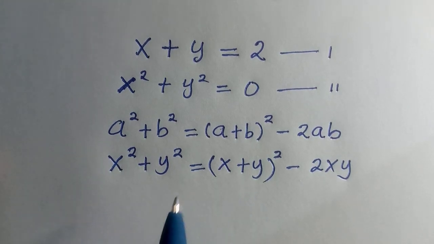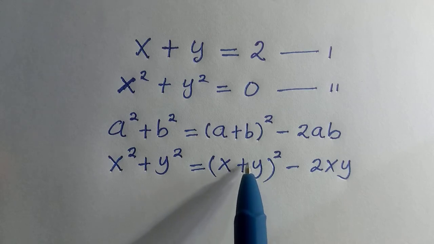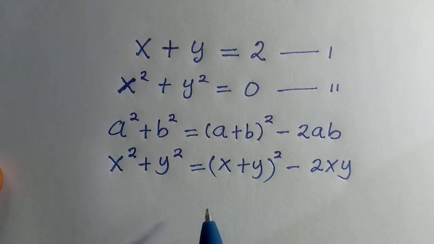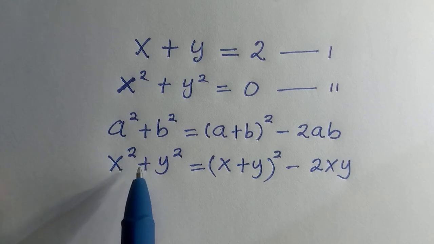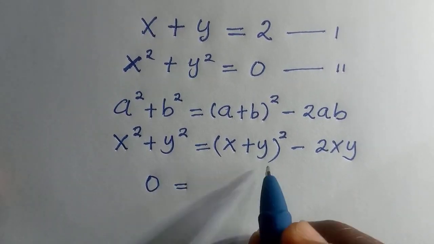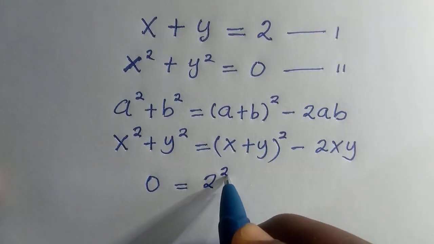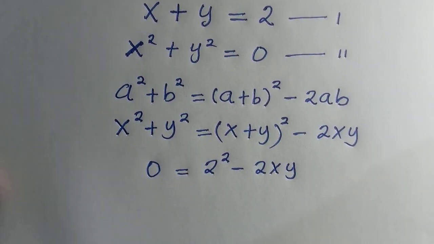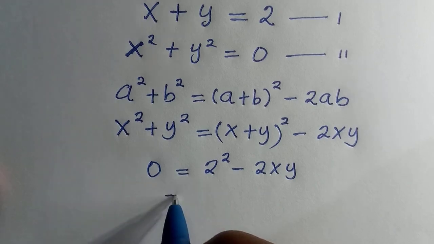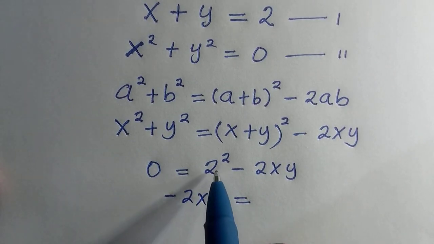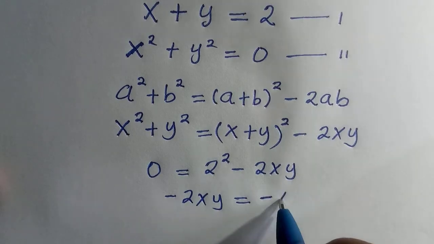So why are these steps? We apply this step because if we check equation 1, x plus y equals 2, and we have it like this, which is x plus y in this new equation 2. So let's try to replace x squared plus y squared with 0, and here we have 0 equals, and x plus y with 2. So we have 2 squared minus 2xy. And where we have minus 2xy equals, so when we take 2 squared to this side, it becomes minus 4.